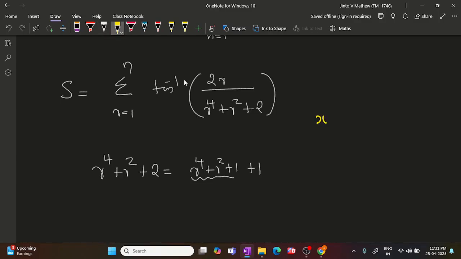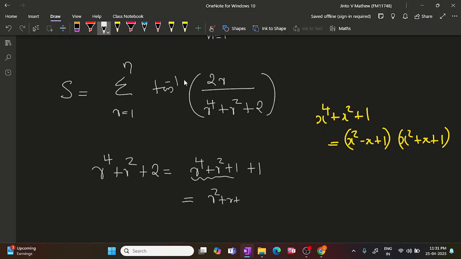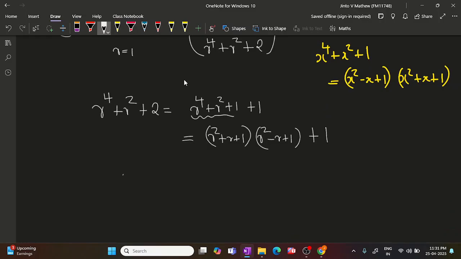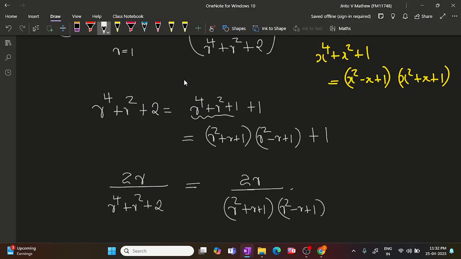We studied that x^4 + x^2 + 1 is nothing but (x^2 - x + 1) into (x^2 + x + 1). In the same way, this can be written as (r^2 + r + 1) into (r^2 - r + 1) plus 1. So now we can write 2r by (r^4 + r^2 + 2) is equal to 2r divided by (r^2 + r + 1)(r^2 - r + 1) plus 1.